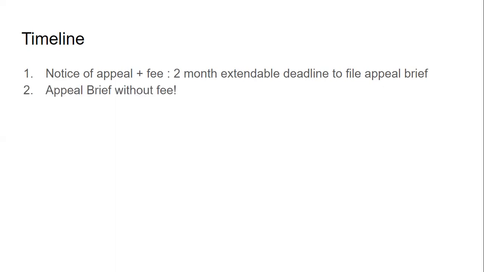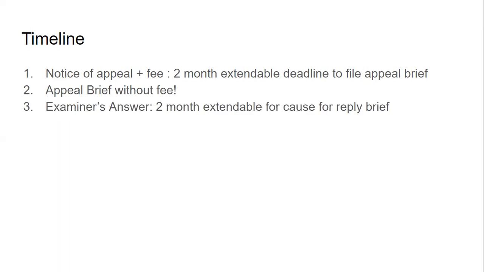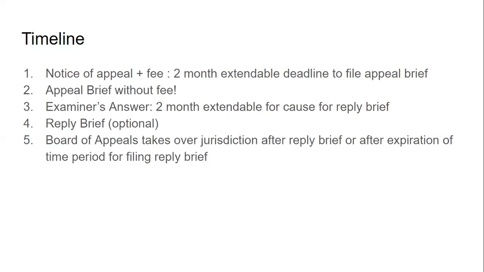After that, you can file the appeal brief without a fee within that 2 month extendable deadline. After the appeal brief comes the examiner's answer, which sets forth a 2 month extendable-for-cause timeline for the reply brief. The reply brief is optional and can be filed in that time period. Then the Board of Appeals takes over jurisdiction after the reply brief is filed or after the expiration of the time period for filing it. So it could be 1 month later if the reply brief is filed within 1 month, or of course 2 months in that case.